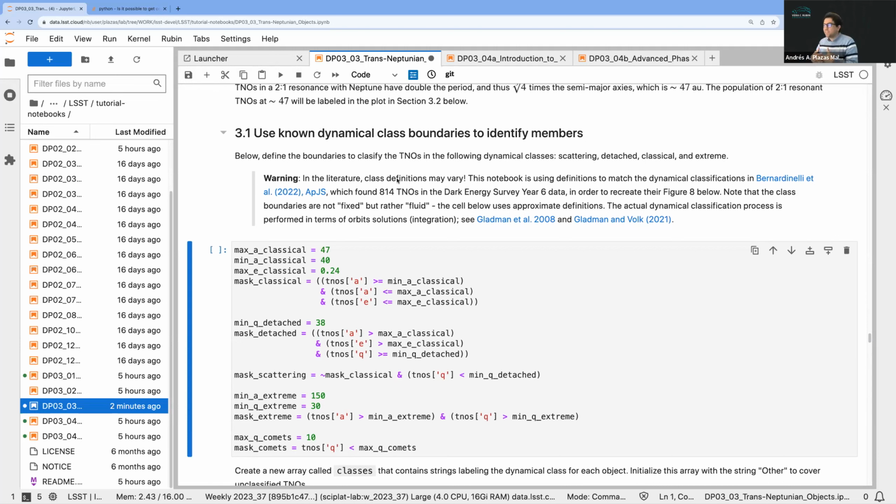If you read the papers in the literature, the way in which these dynamic classifications are done has to do with integration of orbits, and then you do cloning of orbits, and there are more robust criteria in order to actually do this dynamical classification. So you can look at section 5 of the paper by Bernardinelli et al., who based their criteria on other papers by Gladman and Volk, just to have more details. And there's that warning, right?